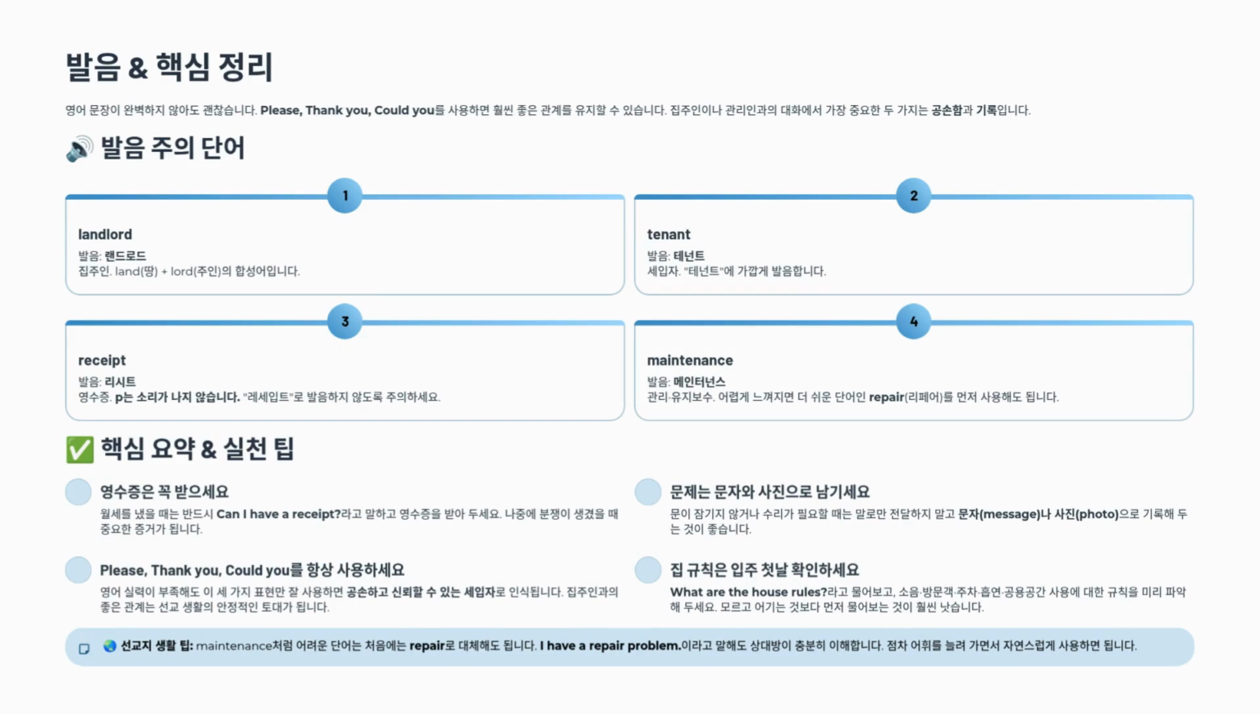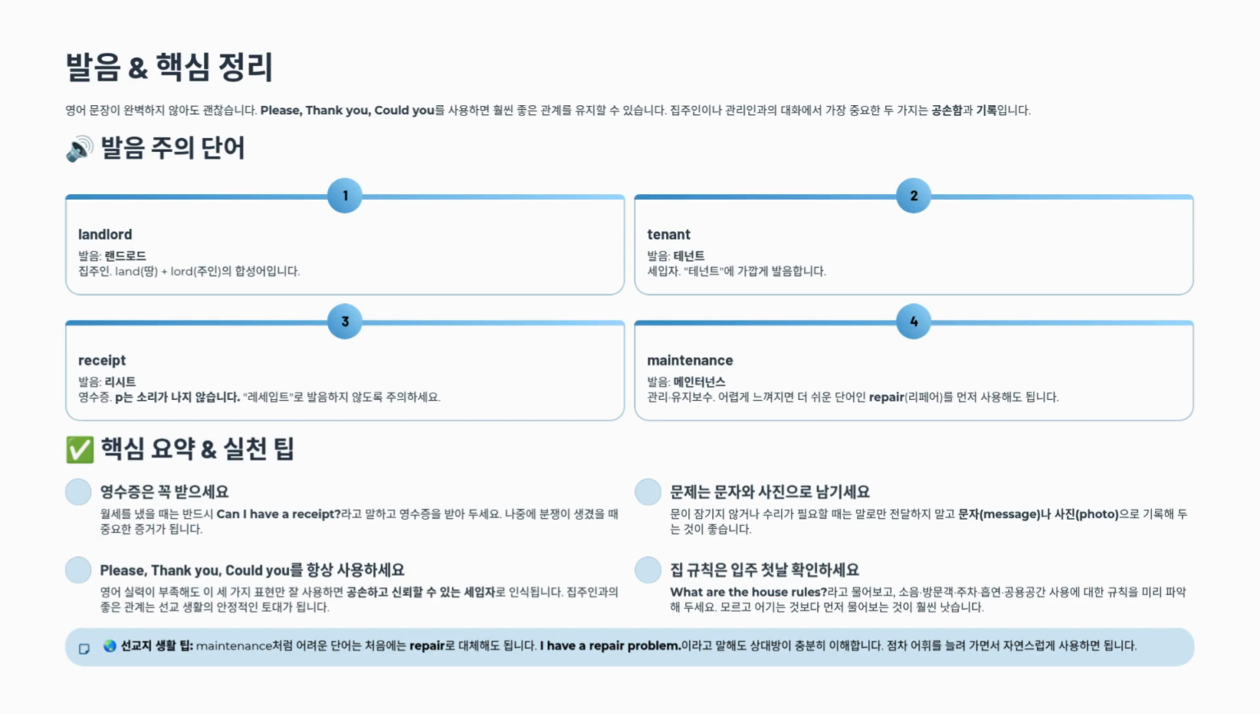Review the most important communication habits. First, request a receipt after every rent payment. Can I have a receipt? Second, report a problem by message and include a photo when useful. Third, use "please," "thank you," and "could you" in requests. Fourth, ask about house rules on the first day.